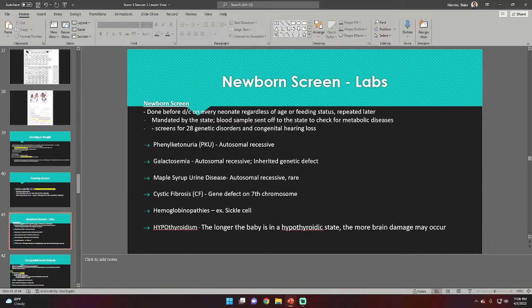We have hypothyroidism as an example. The longer the baby's hypothyroid state, the more brain damage definitely can occur.